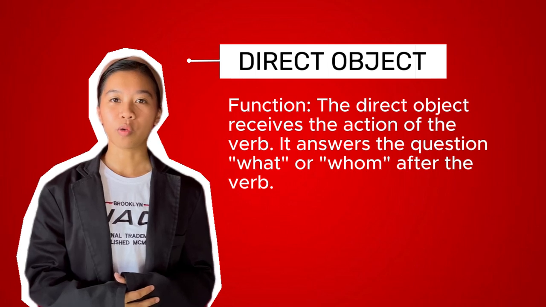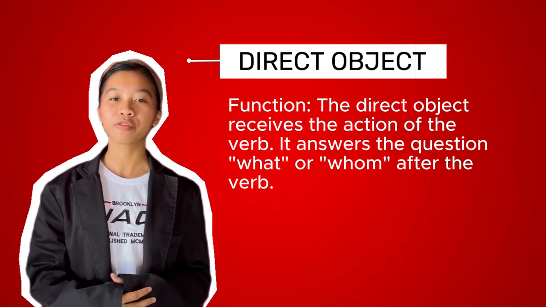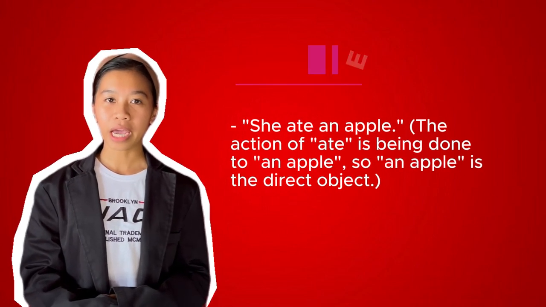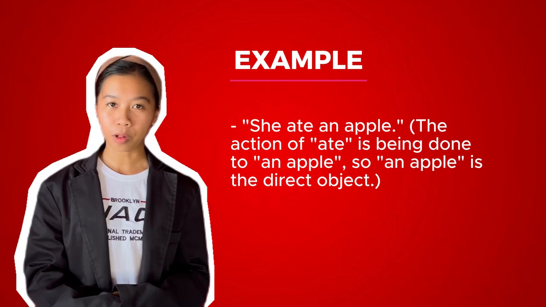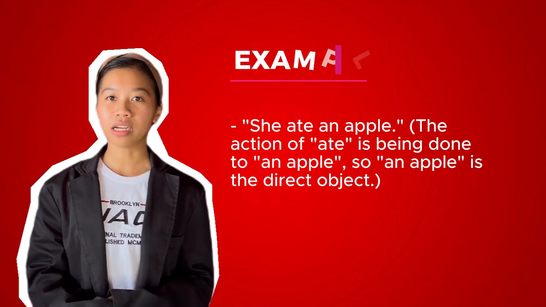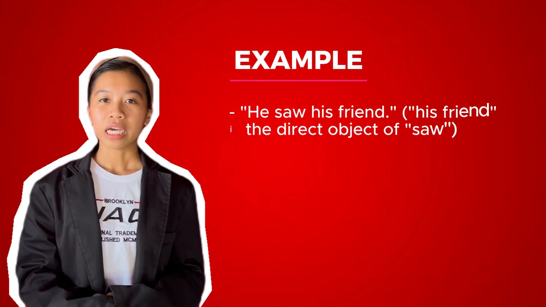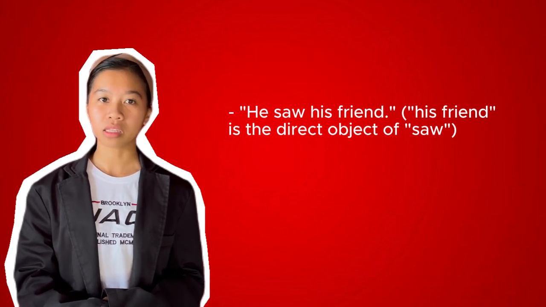It answers the question what or whom after the verb. For example, she ate an apple. The action of ate is being done to an apple. So an apple is the direct object. He saw his friend. His friend is the direct object of saw.